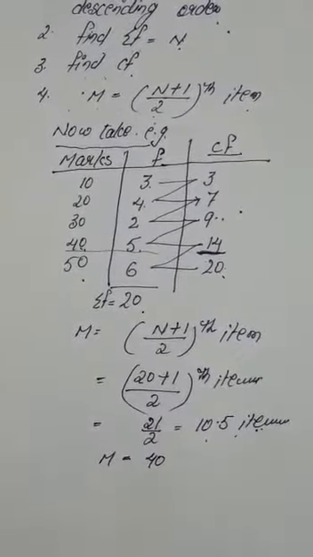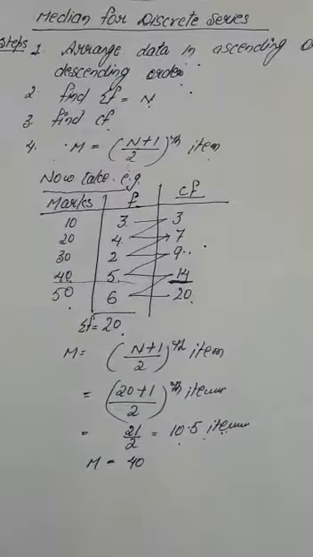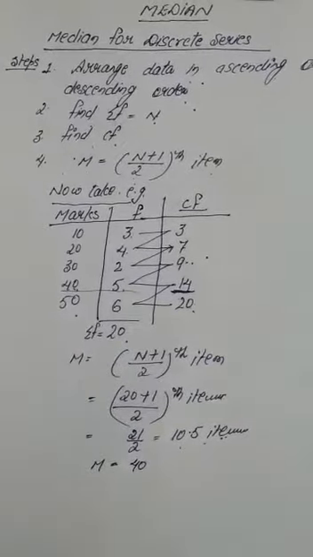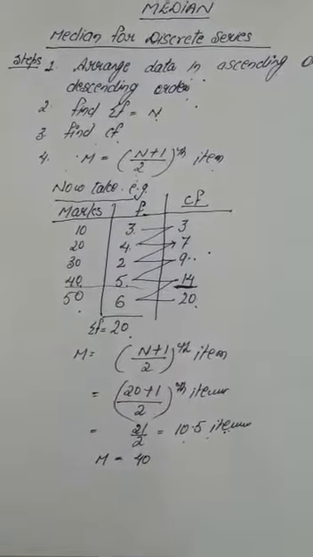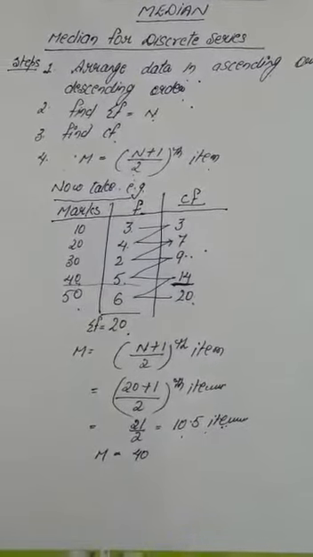Is it clear that 40 is our median? We do not need to consider the frequency. We need to consider the class in front of that frequency. That is the median class or the median.